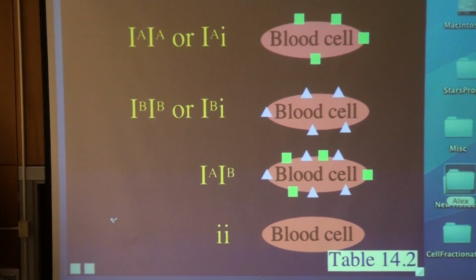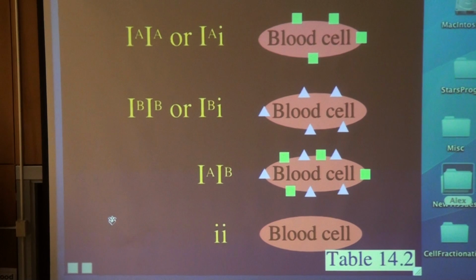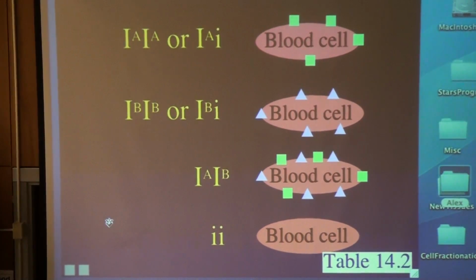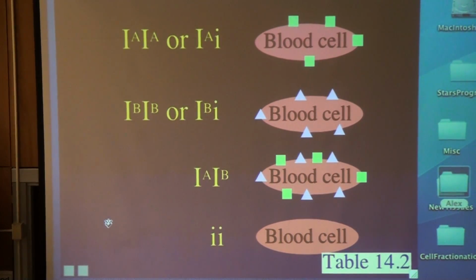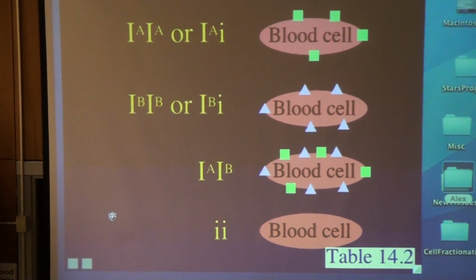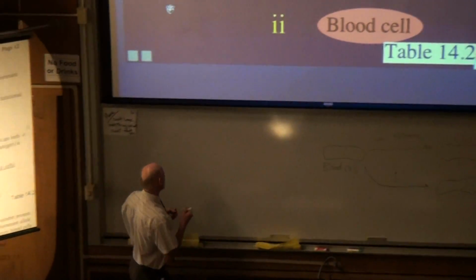All right, I'm going to have you guys do some Punnett square questions now. See if you got this. Let's say, for the sake of example, that there's a woman who is blood type O.